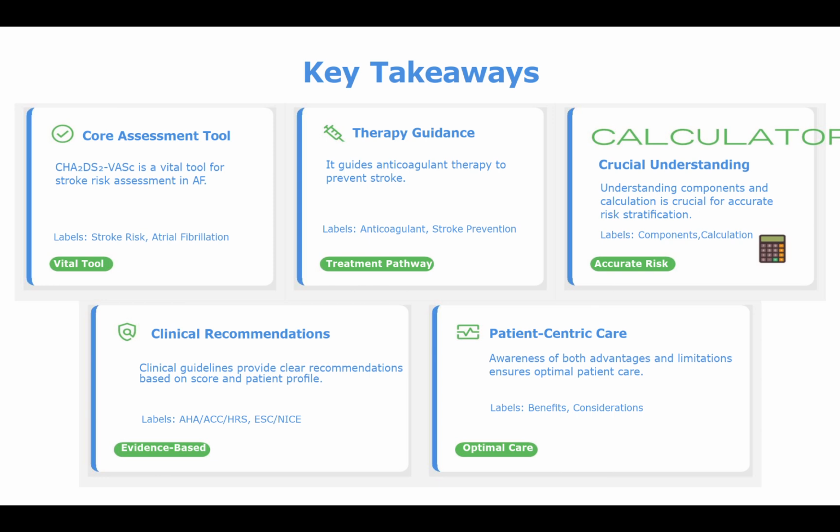And finally, awareness of both the advantages and the inherent limitations of the score is critical to ensure optimal, truly patient-centered care. This comprehensive understanding empowers clinicians to make highly informed decisions that delicately balance the imperative of stroke prevention with the crucial consideration of bleeding risks. This balance is at the heart of effective cardiovascular management.